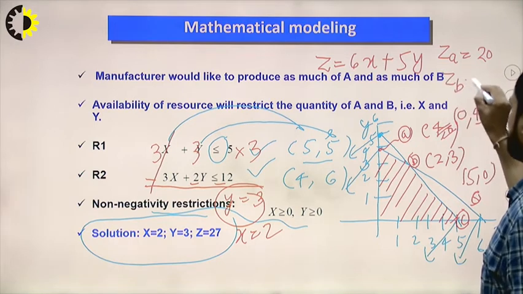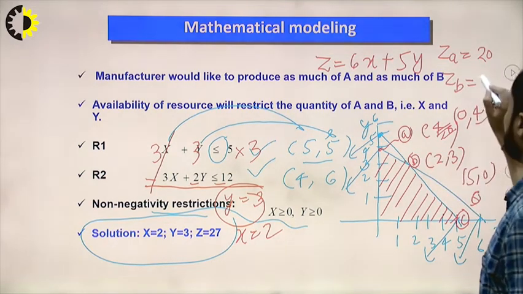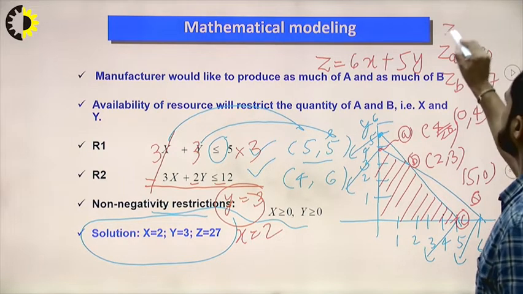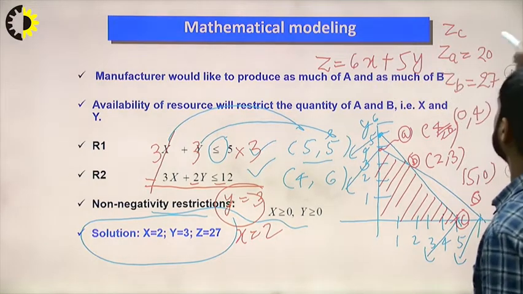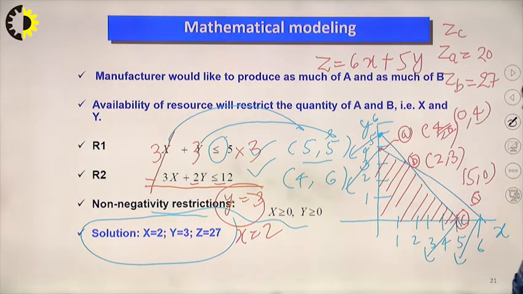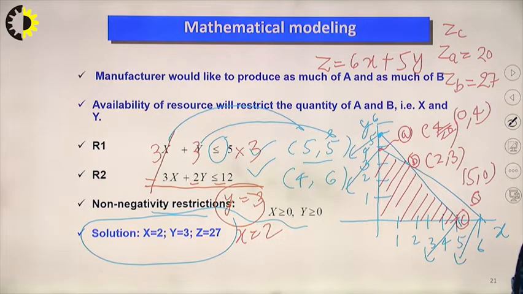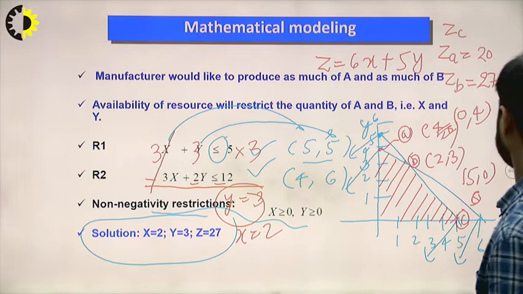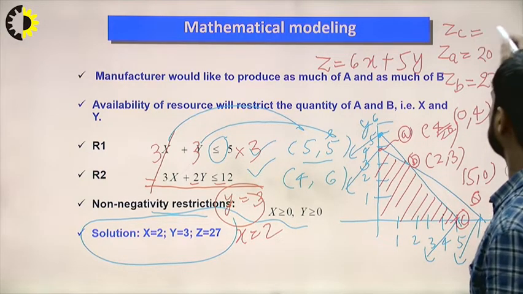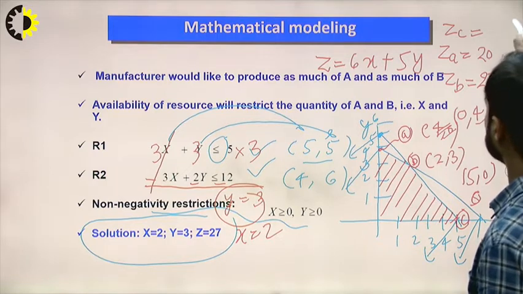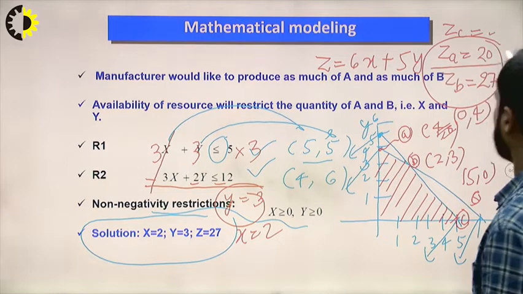ZB: 2 into 3 is 6, 6 into 2 is 12, plus 5 into 3 is 15, that becomes 27. And ZC, the C point is 5, 0, so 30. That point is 5, 0, so we are getting a value less than this. So this is the value at which we are getting the maximum value.